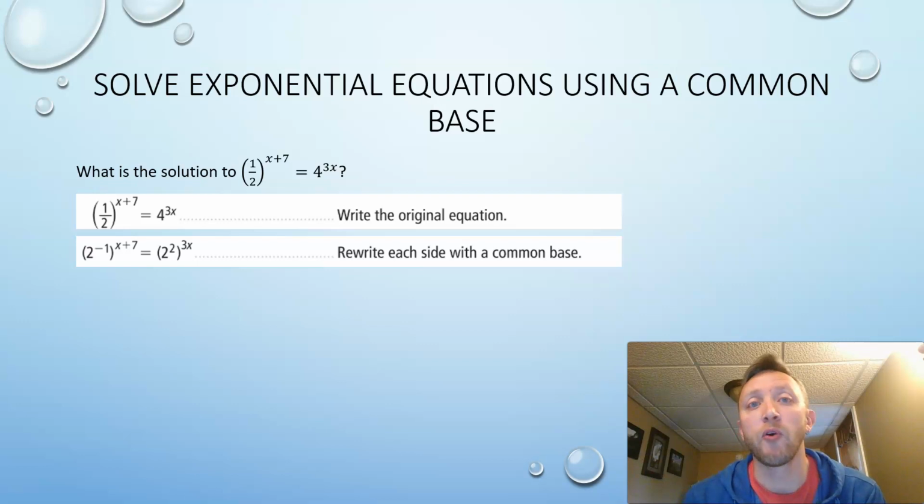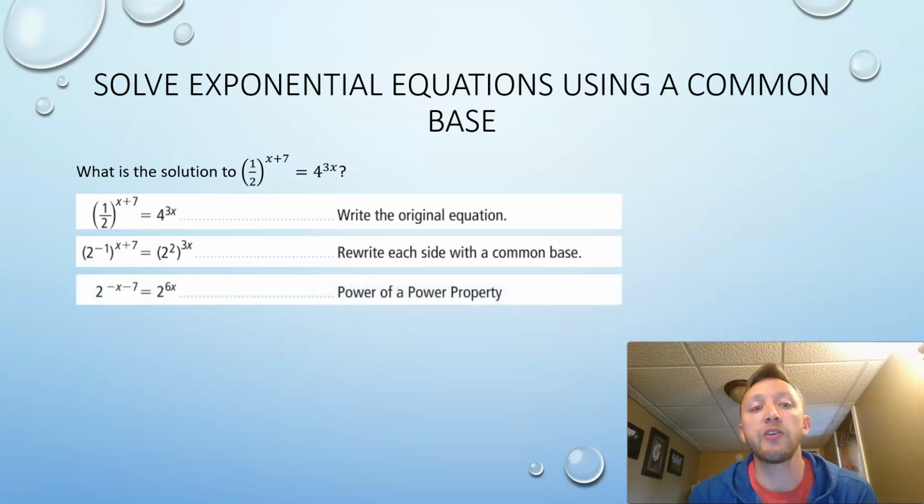Well, let's start with the 4. The 4 is the same as 2 squared. And if you think back to our powers of exponents, knowing that we want to have a common base, I'm trying to figure out, well, how can I have a base of 2 with that 1/2? Well, hopefully after a while, maybe you remember that 2 to the negative first power would be the same as 1/2. And so now we have the same bases. Both sides have a base of 2.